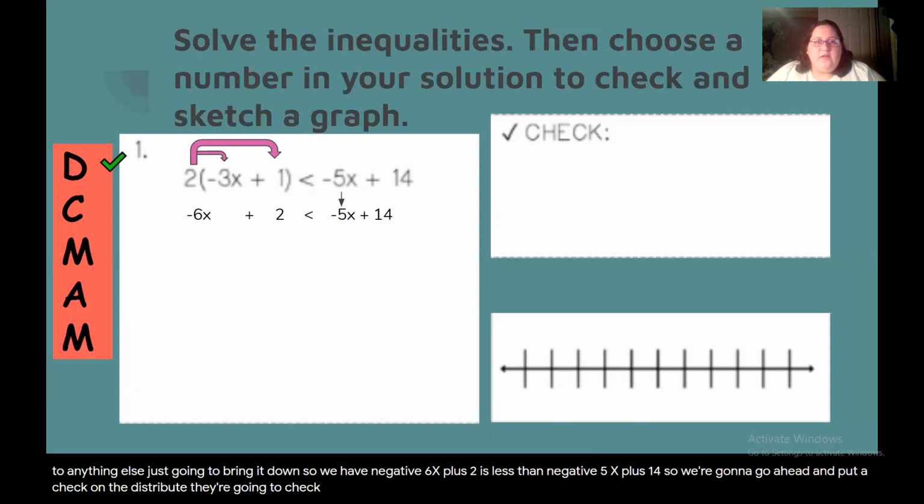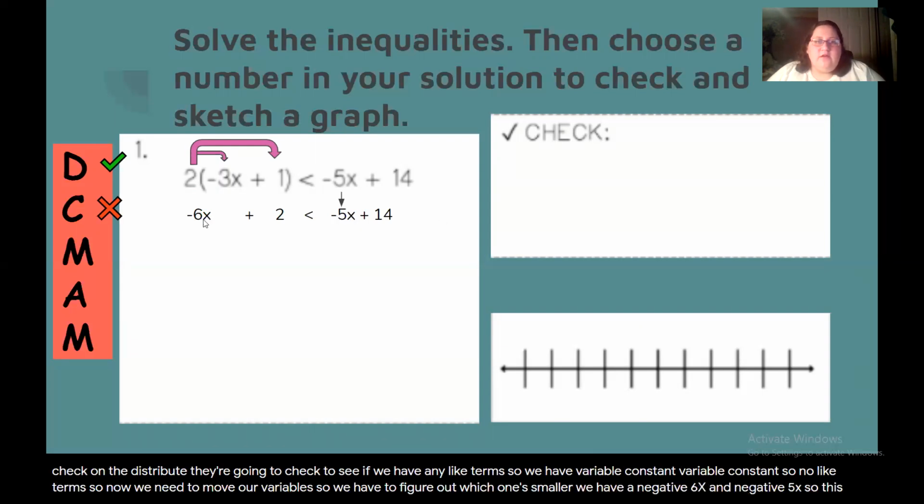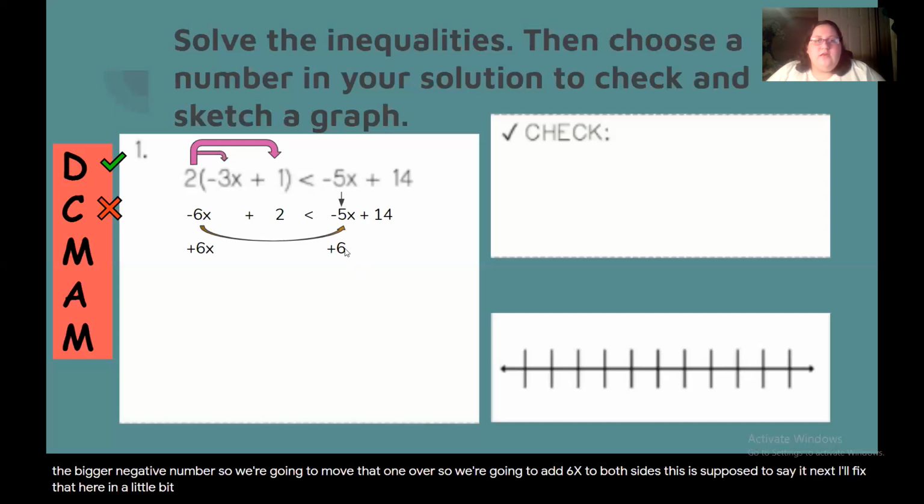Then we're going to check to see if we have any like terms. So we have variable, constant, variable, constant. So no like terms. So now we need to move our variables. We have to figure out which one's smaller. We have a negative 6x and a negative 5x. So this is the bigger negative number, so we're going to move that one over. We're going to add 6x to both sides. This is supposed to say an x. I'll fix that here in a little bit. So that should say 6x.